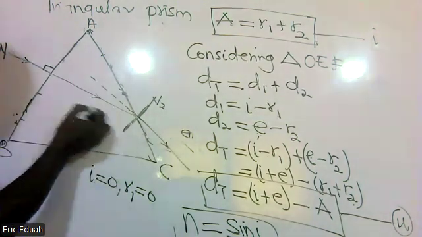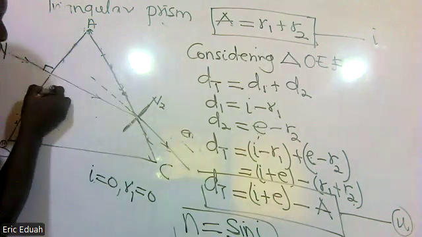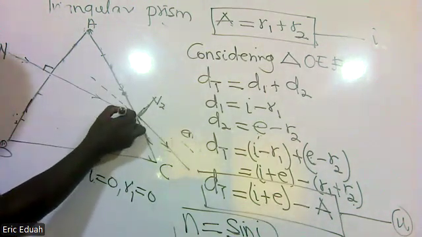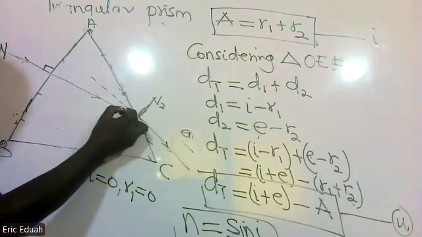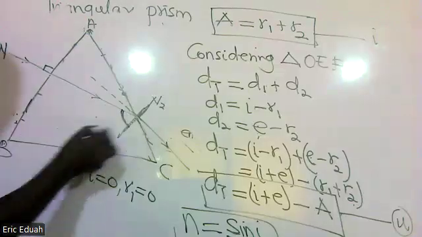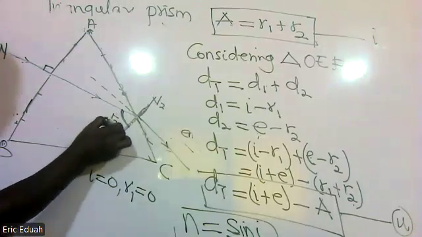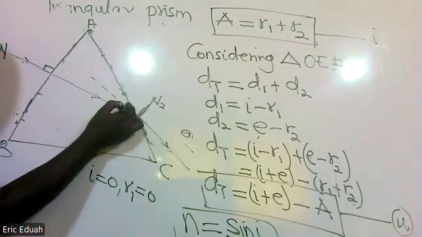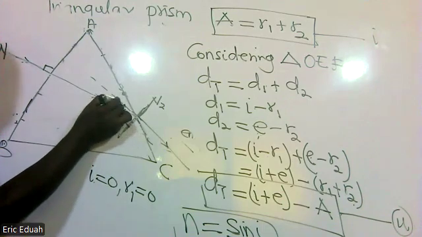Okay, so yes, I is 0, but there will be R2. R2 is always the angle between the refracted ray and the normal. So this will be R2. R1 will be 0, but R2 will not be 0. And this will be the deviation, D2.